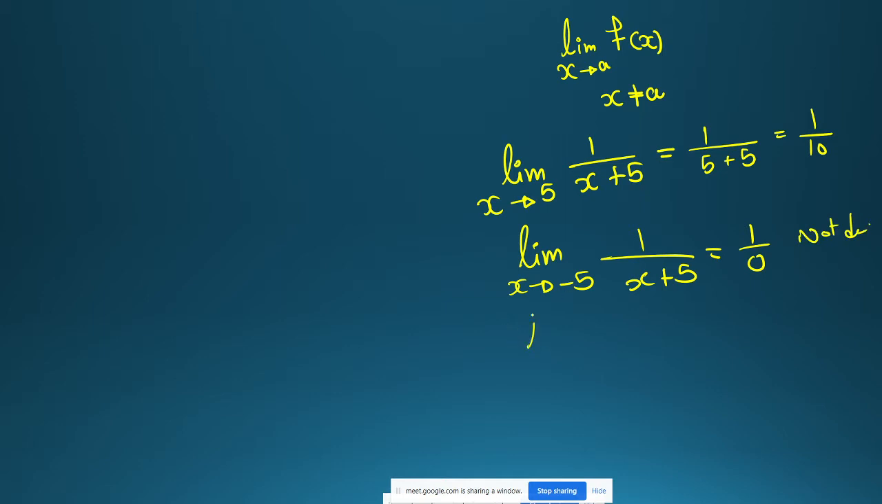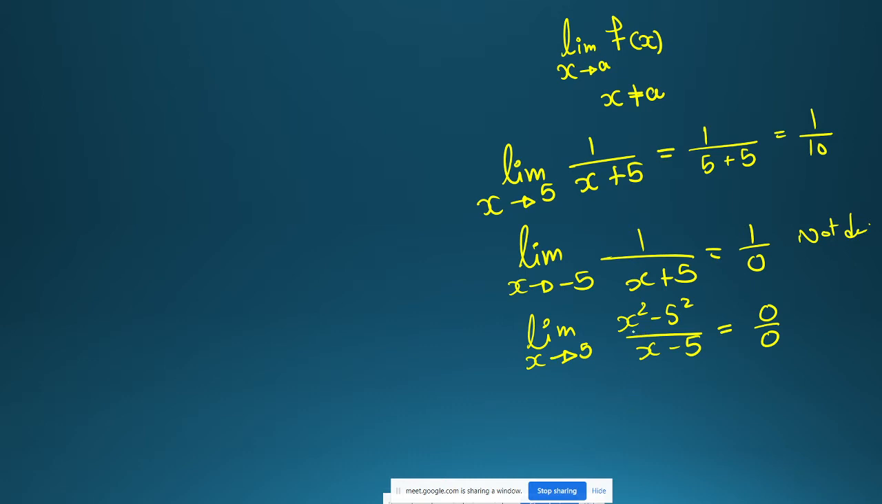Right? But let us just see one more type of example. Limit x tends to 5, x square minus 5 square divided by x minus 5. Is it 0 in the denominator now? Then we always think about another part: is it 0 in the numerator as well? Yes. So whenever we get 0 by 0, there is a special case. In that case, we can simplify this.